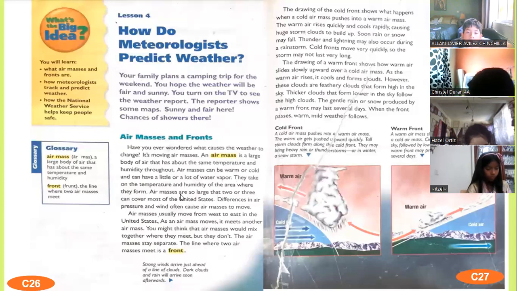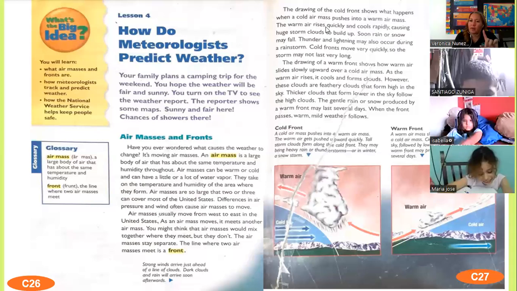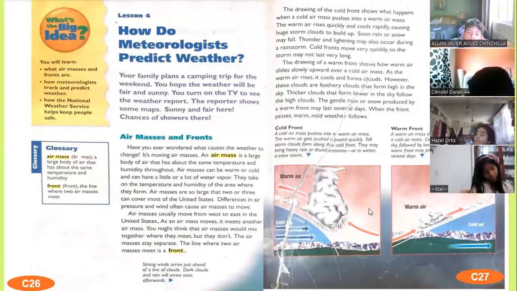Air masses are so large that 2 or 3 can cover most of the United States. The United States is a huge country. Imagine these air masses are so big that 2 or 3 air masses are necessary to cover the United States. So they are huge, incredibly huge.